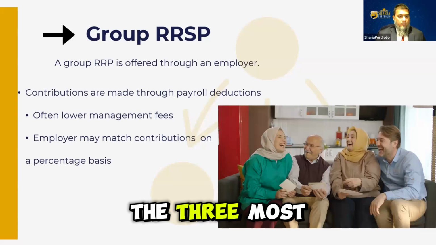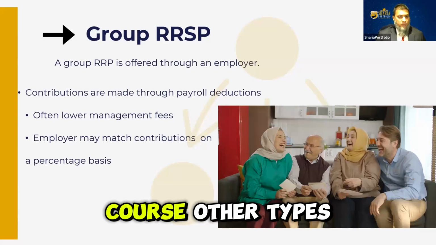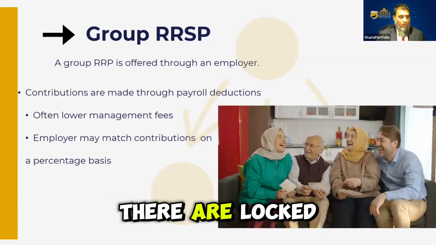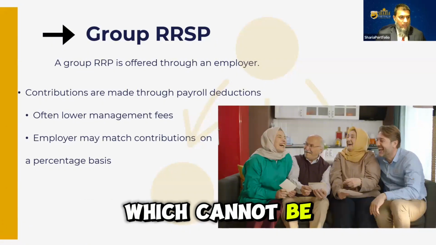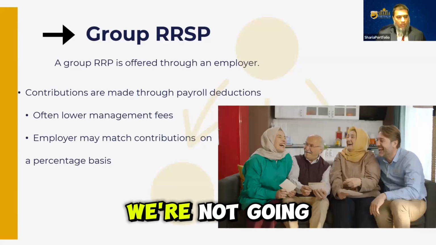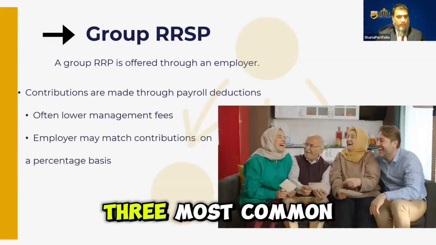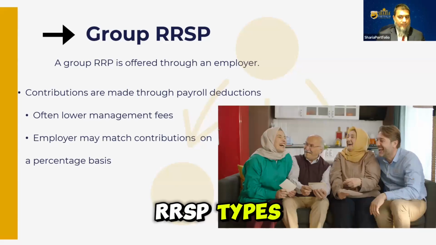So these are the three most common types of RRSPs out there. There are, of course, other types. There are locked-in retirement accounts, which cannot be unlocked until retirement age. There's also pension plans. We're not going to go into all those today. We are going to keep the discussion to these three most common RRSP types.